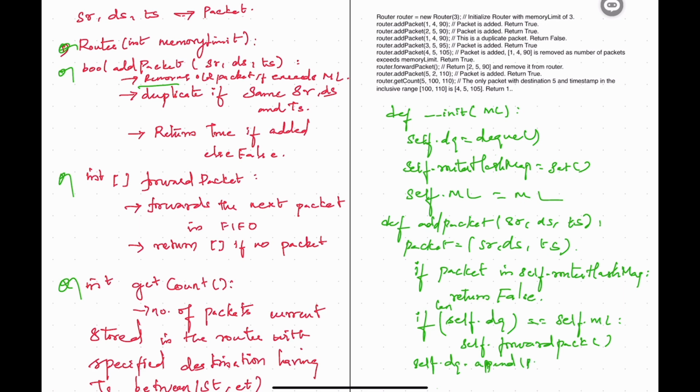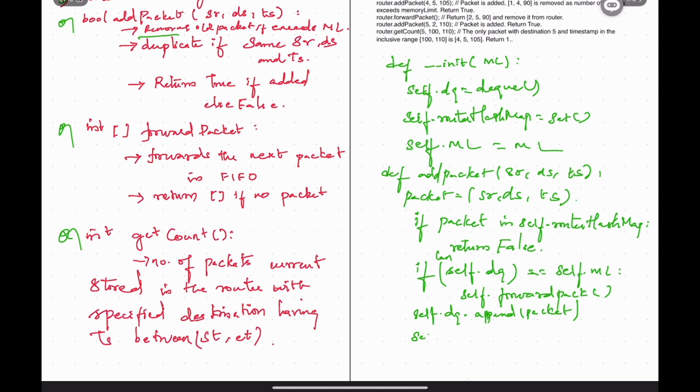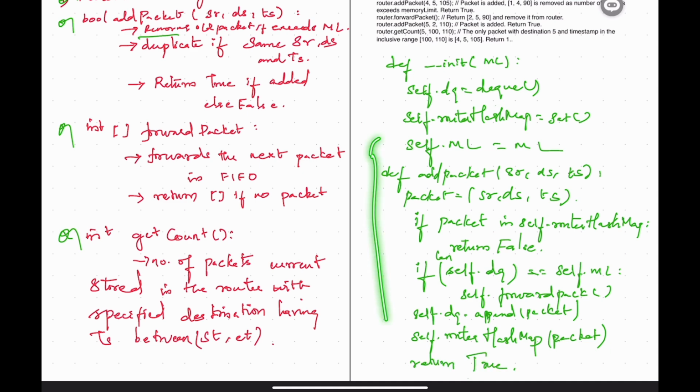append your packet, then self dot router hash map. Also you should add the packet so that will be used for the comparison. And you successfully got added. Now you can return true. Okay, these are the two functions which will be used for initialization and adding the packets to the queue.